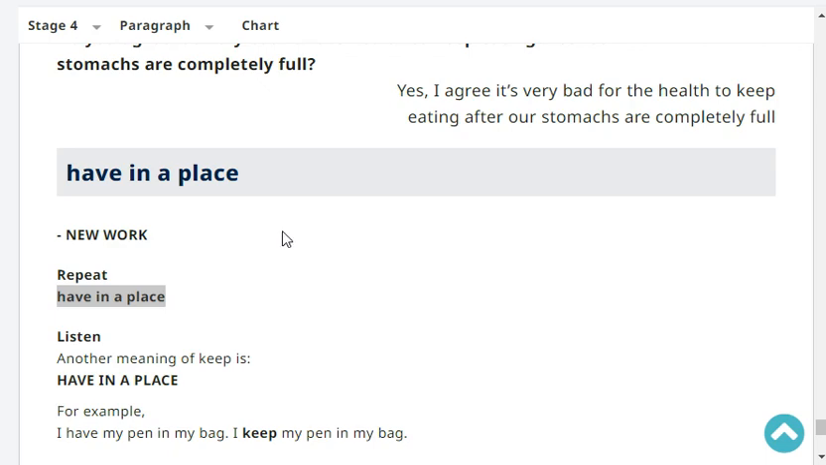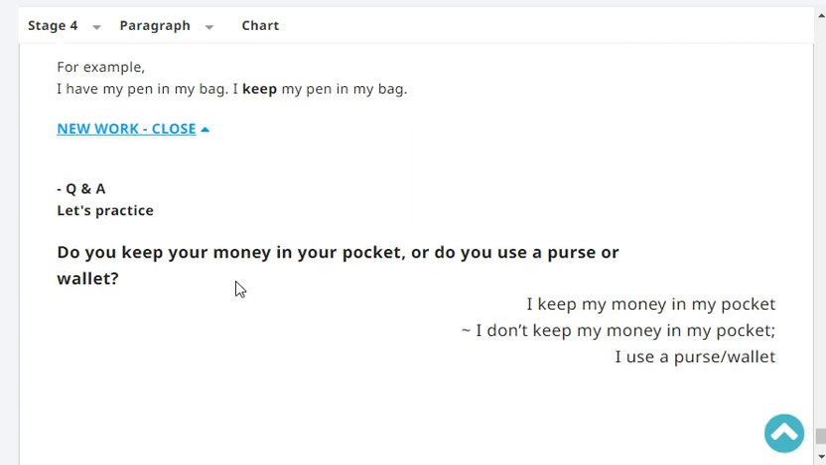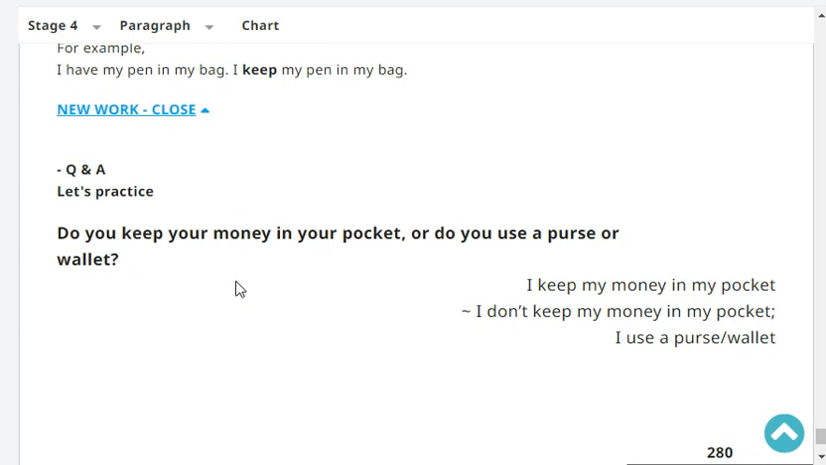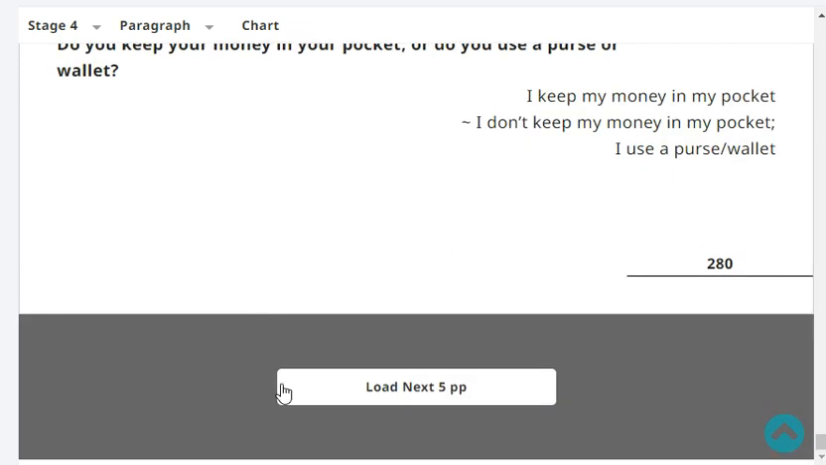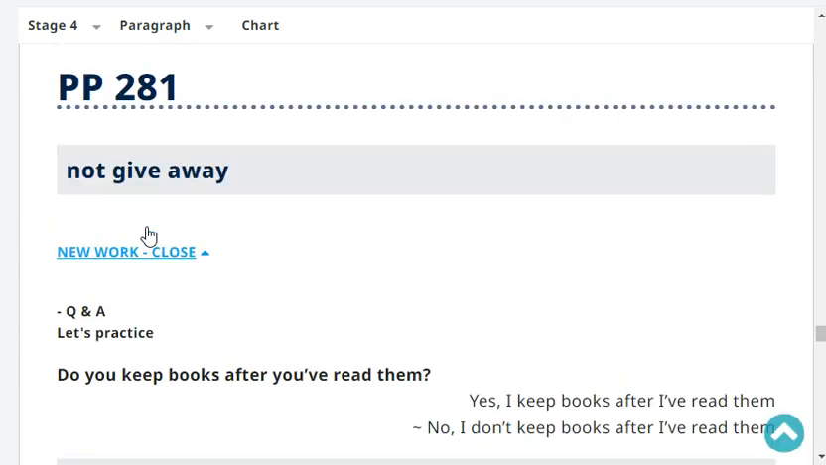For example, I have my pen in my bag. So it means I keep my pen in my bag. So I have my pen in a place in my bag. Let's practice. Do you keep your money in your pocket or do you use a purse or a wallet? I don't keep my money in my pocket. I use a purse to keep my money. Very good.